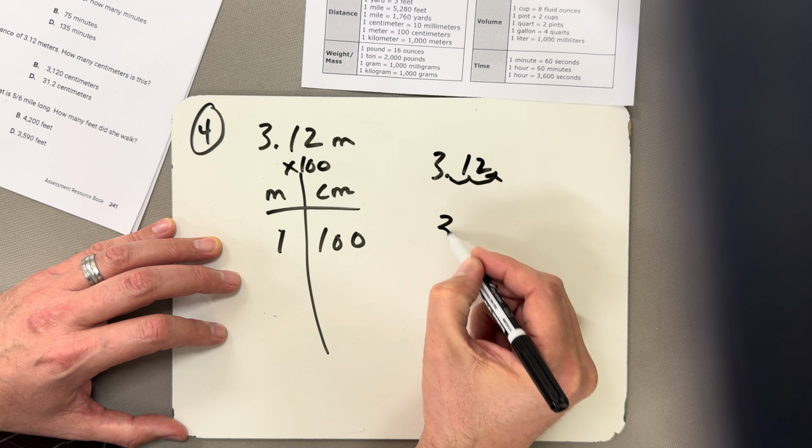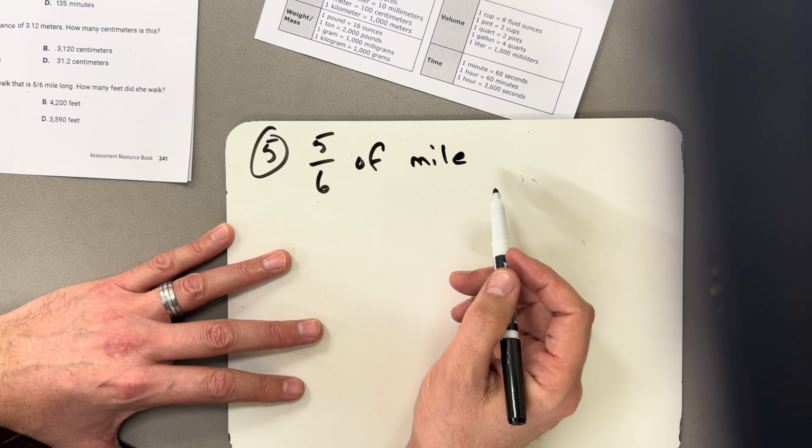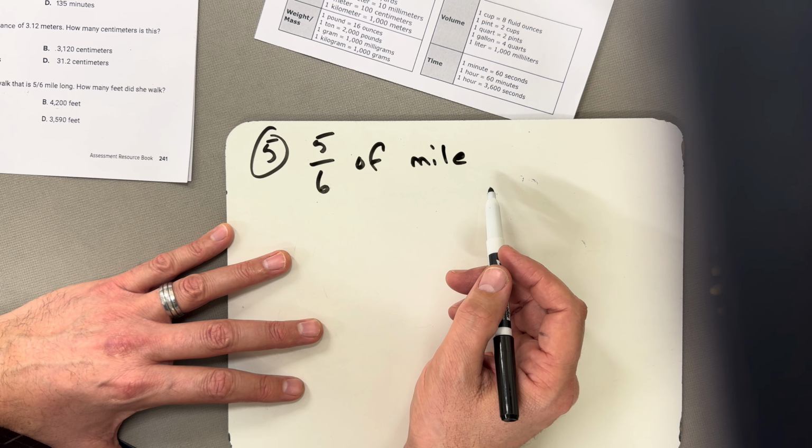Number 5. Jennifer goes for a walk that is 5/6 of a mile long. How many feet did she walk? So we need to know what a mile is. We know she walked 5/6 of a mile, so we can do 5/6 times whatever a mile is, but we don't know what that is right now.